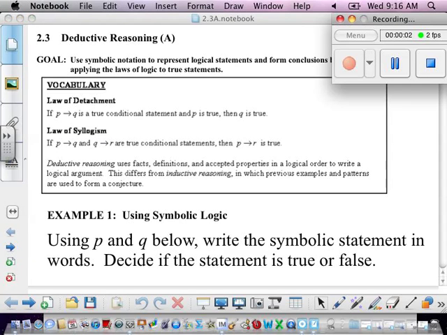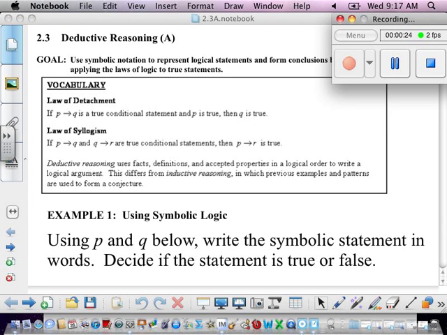All right, ladies and gentlemen, we're looking at deductive reasoning A. We're looking at using symbolic notation to represent logical statements and form conclusions by applying the laws of logic to true statements. The law of detachment: P to Q is a true conditional statement. If P is true, then Q is true.